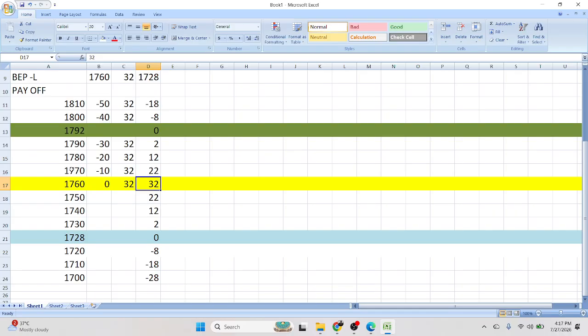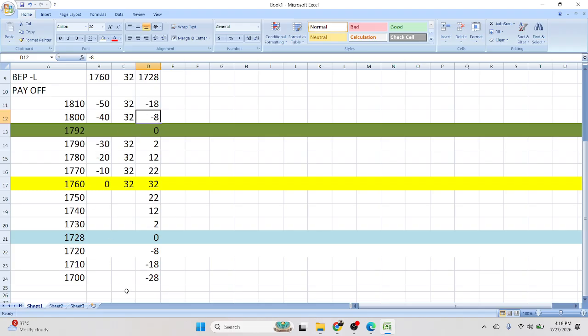If the market closes at this level, there would be the loss of 10 points, but we have received the premium of 32 points. So we will pay 10 points from this 32 points, and still we have the profit of 22 points. Here would be the loss of 20 points, but we have received the premium of 32 points. 32 minus 20 equals 12. Still we are in a profit of 12 points. Here we are in a profit of 2 points. Here we are at no profit or no loss level. After that, the loss would be 40 points. I received the premium of 32 points. The total loss would be only 8 points multiplied by the lot size.